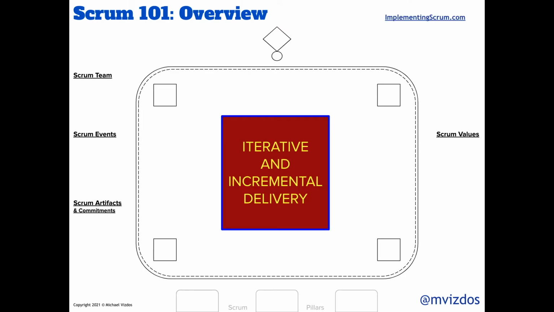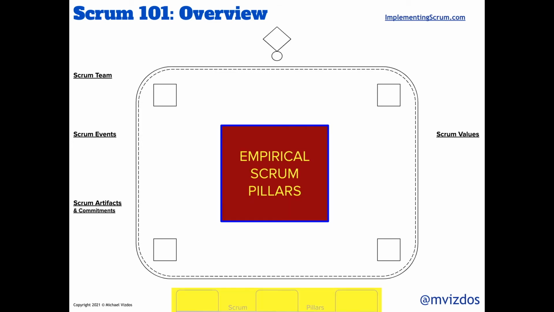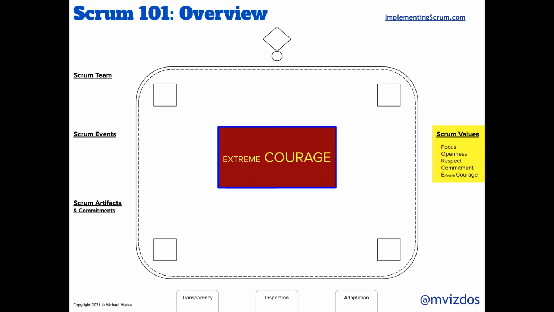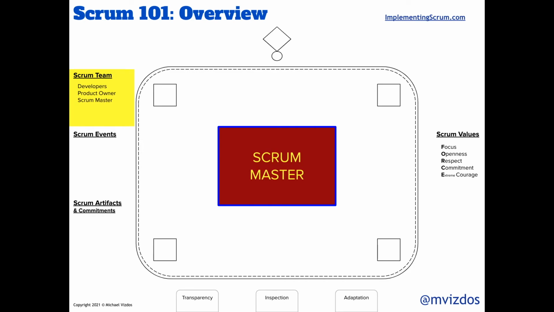Scrum focuses on iterative and incremental product delivery. Scrum focuses on the empirical Scrum pillars, which include transparency, inspection, and adaptation. There are 5 Scrum values: focus, openness, respect, commitment, extreme courage. Actually, it's just courage. However, I wanted you to remember the word force in spelling out focus, openness, respect, commitment, and courage. The Scrum team is made up of developers, a product owner, and Scrum Master.